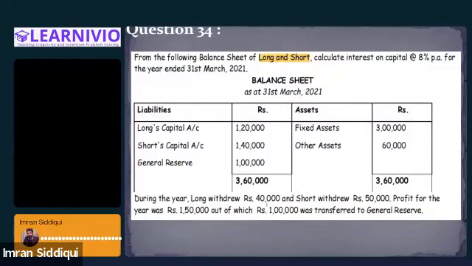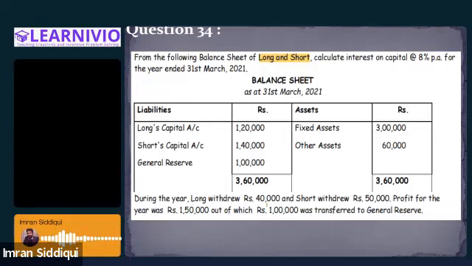50,000. Correct, 50,000 only. So that means Long and Short both have shared the 50,000 of profit in equal proportion. Why? Because the profit sharing ratio is again missing in the question. We will simply presume that out of 1,50,000 profit, 1 lakh has been transferred to general reserve and the remaining must have been distributed among the partners, Long and Short, in equal proportion. All right. So I think we have sufficient information in the question based on which we'll be able to calculate interest on capital. So do you want to try, Ritika?